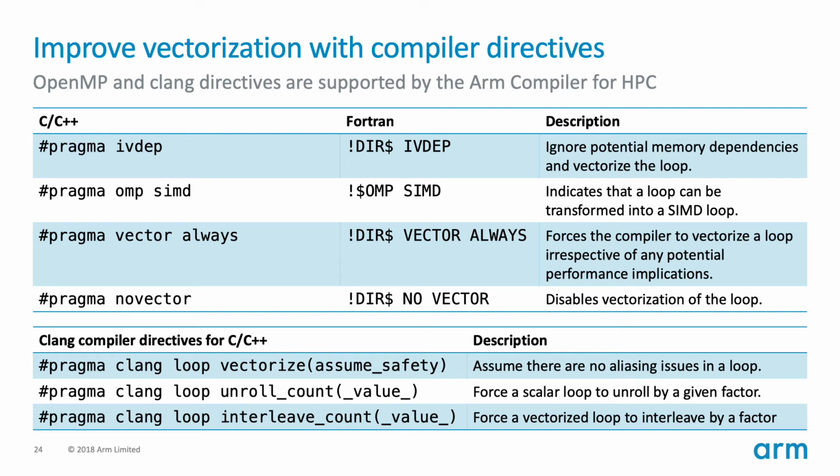There's also a number of Clang compiler directives for C and C++ that you can use. For example, you can control the unroll count for a scalar loop, or you can control the interleave count to force loops to interleave by a certain factor.